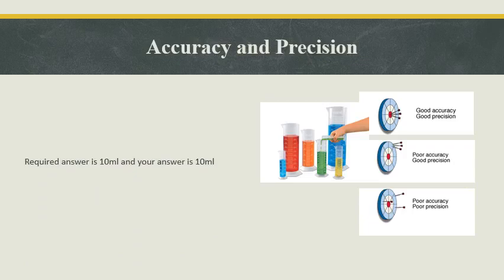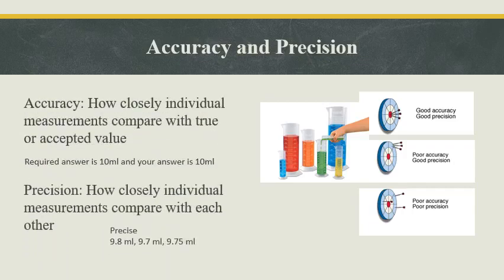If 2-3 team members from your class measured the same volume and they got 9.8, 9.7, 9.75 milliliters, we cannot call it accurate. We call it just precise, because these values are very close to each other. 9.8 is very close to 9.7, which is very close to 9.75. So we call it precise, and we need 2-3 numbers to call it precise.